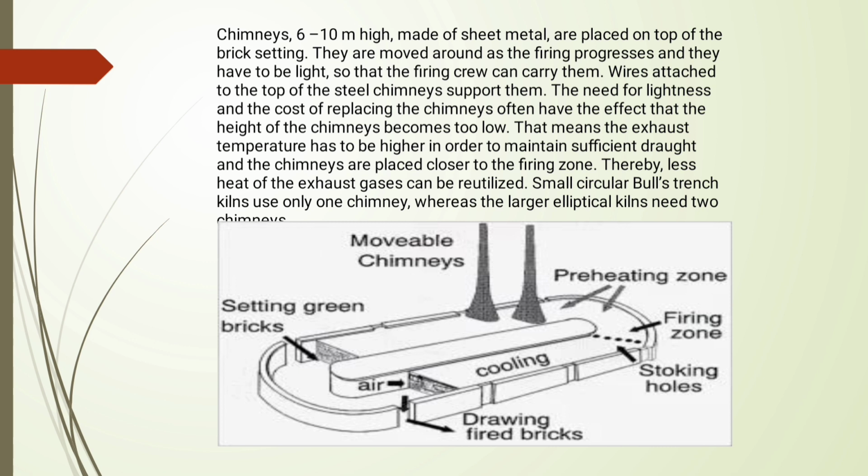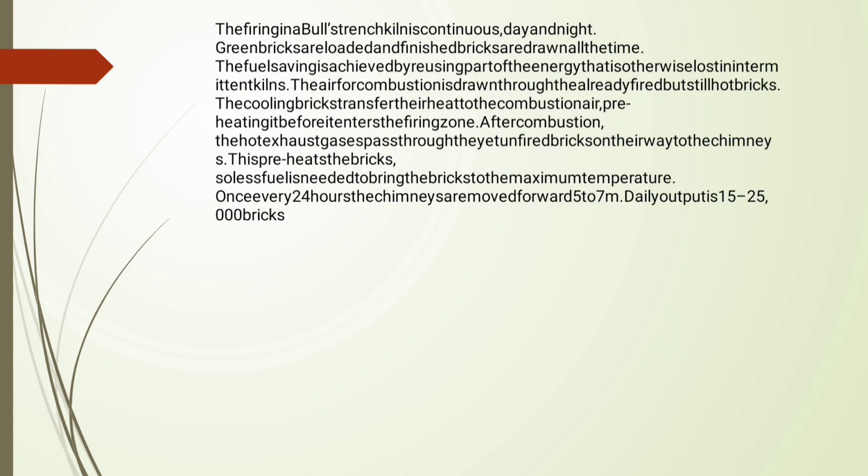Section 1 being loaded, section 2 being emptied, section 3 being unloaded, section 4 bricks being cooled, section 5 bricks being burned, section 6 raw loaded bricks being heated to drive out moisture. 2 pairs of chimneys and 2 gangs of workers will be required to operate this kiln.